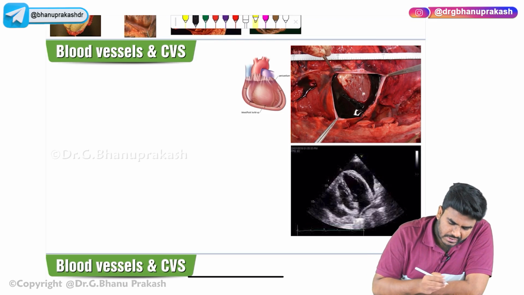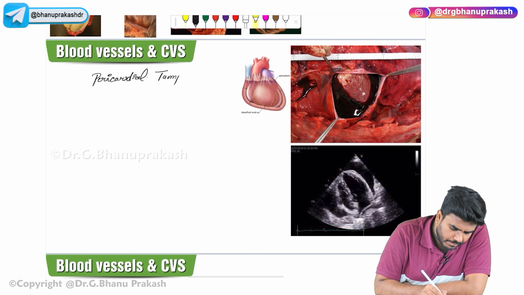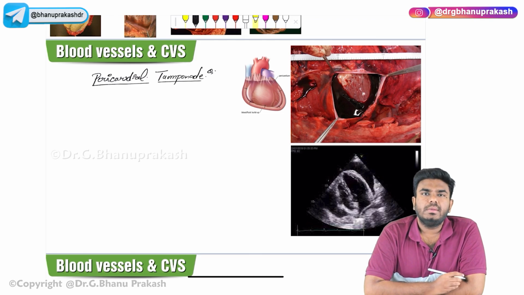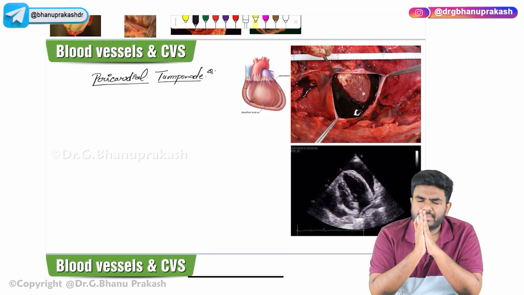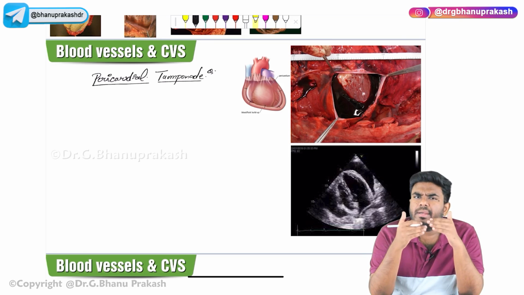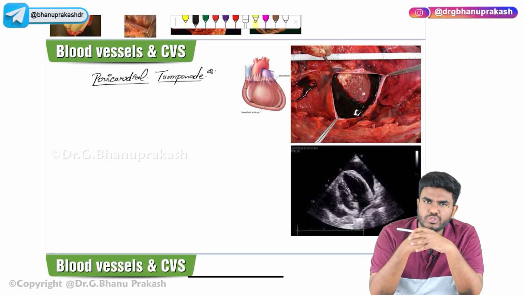The next pericardial pathology which I want you to know is pericardial tamponade. So what exactly is this pericardial tamponade? Normally, in the pericardial cavity, there will be some amount of pericardial fluid. That's something normal, which I have already discussed. Now, if there is a little bit more fluid because of some pathological reason, then it is called pericardial effusion.